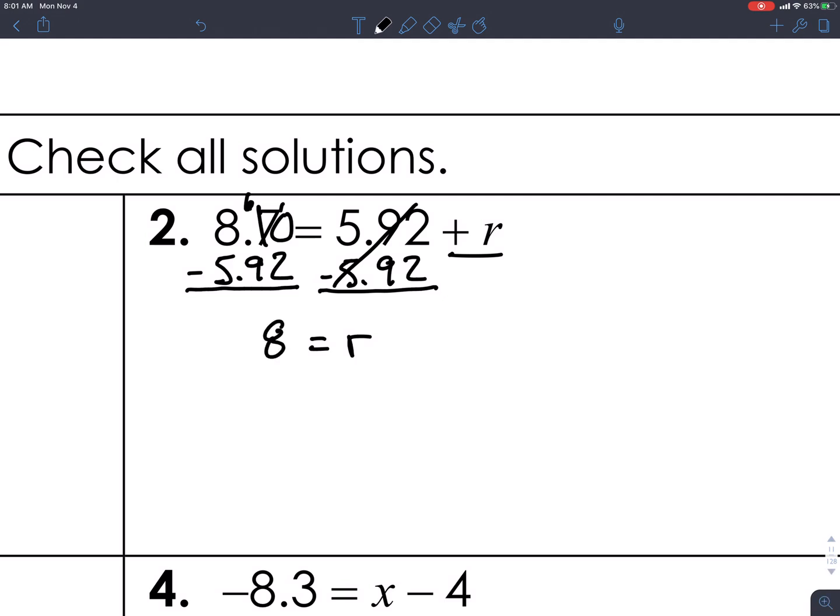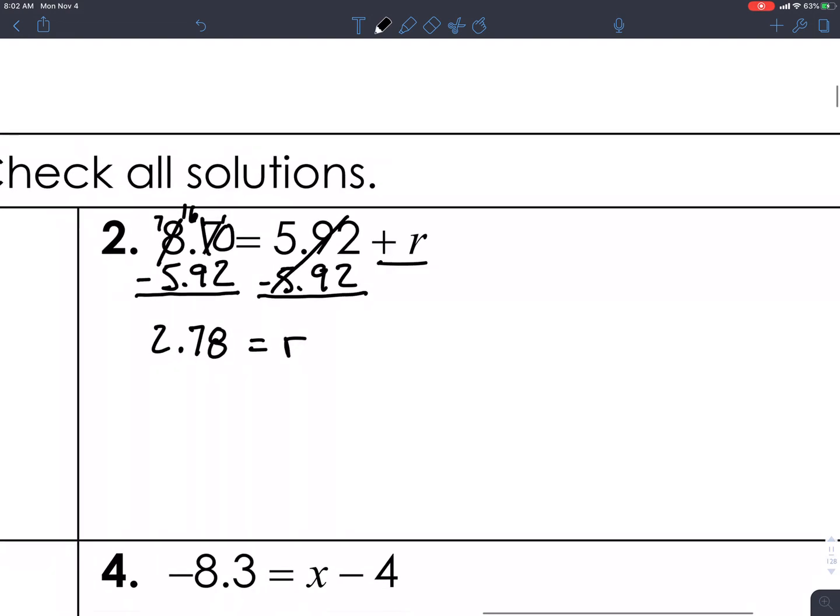6 minus 9, can't do that, so I have to borrow. That's 7. 16 minus 9, that's 7. Bring down my decimal, and I'm going to fix that 7 because it looks ugly. And my 8. Now I've got 7 minus 5. That's 2. 2.78 is equal to r. So we solved it. Now we need to check it.